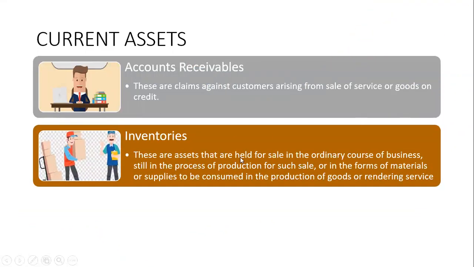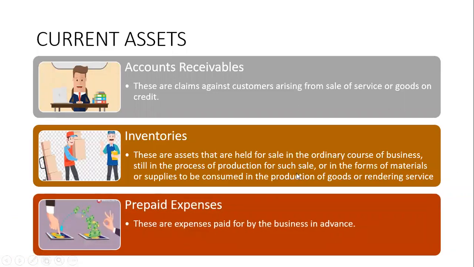Inventories. So these are assets that are held for sale in the ordinary course of business, still in the process of production for sale, or in the form of materials or supplies to be consumed in the production of goods or rendering service. So kumbaga, inventories, these are assets na ibinebenta in the ordinary course of business. So like for example, sa canteen. So yung mga binebenta doon sa canteen, that is considered as inventories. Okay?